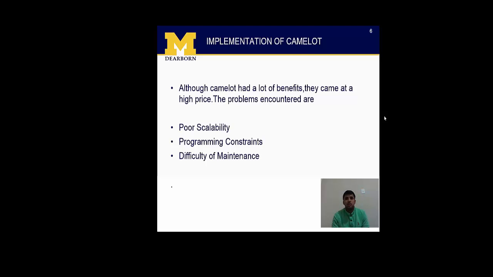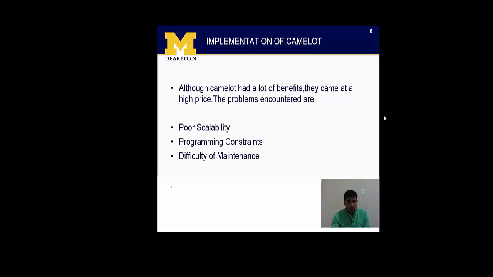The third obstacle was that CAMELOT was very difficult to maintain. It was difficult to maintain because of its code size and also its complexity, and also because of the type of dependence on some rarely used combinations of the operating system Mach, which made maintenance and porting difficult.